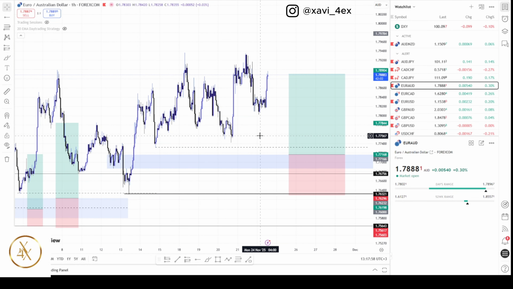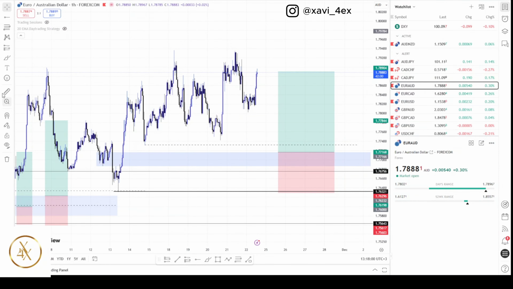You don't force it. As soon as you start forcing it, maybe you're around this level here and you see that your liquidity has not been tapped and the market is reversing, and you enter, then this is a first trade.